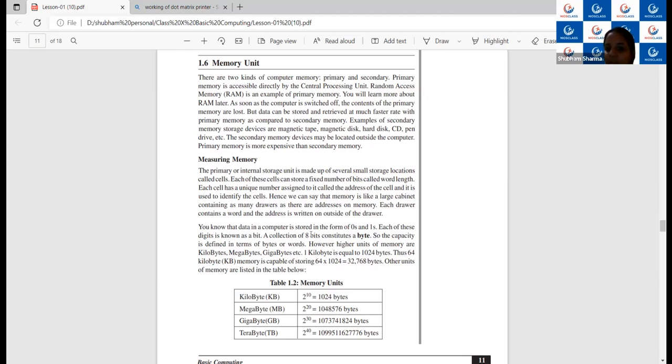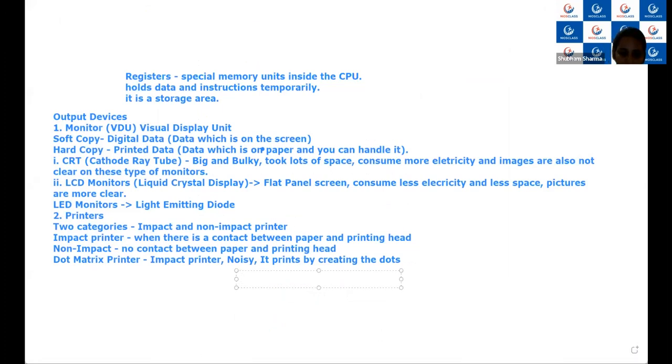Fine. Now, we know data in a computer is stored in the form of zeros and ones, because a computer can understand only one language, that is binary language, in the form of zeros and ones. Each of these digits is known as a bit. So, 1 is 1 bit, 0 is 1 bit. When I combine 8 bits, it becomes 1 byte. So, let me share the screen. 8 bits is equal to 1 byte. So how does 1 byte form? When 8 bits are combined together, then 1 byte is formed. And before that, we have a 4-bit combination, which is known as 1 nibble. So 4 bits is equal to 1 nibble, and 8 bits is equal to 1 byte.